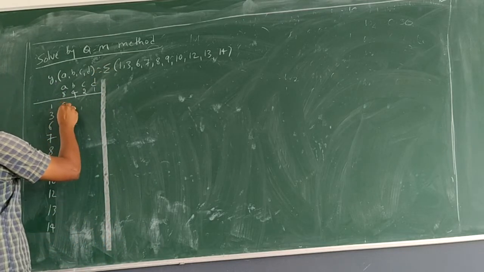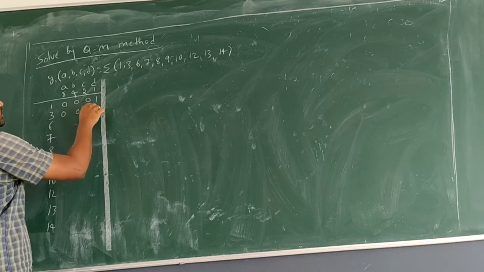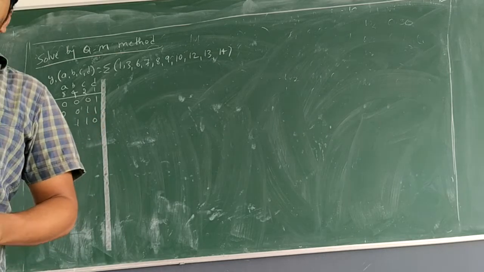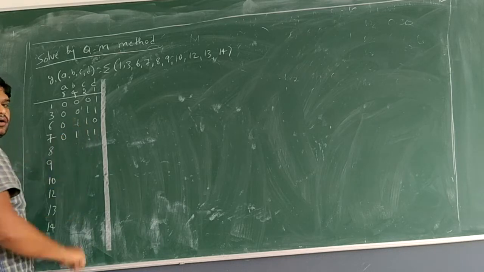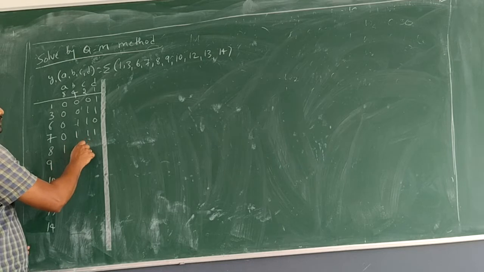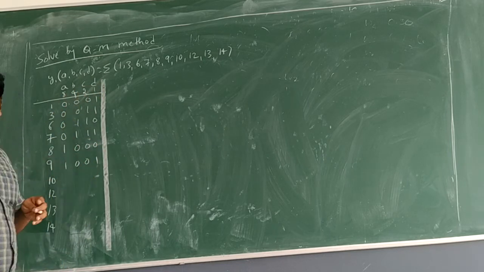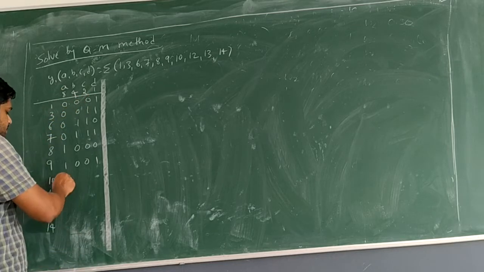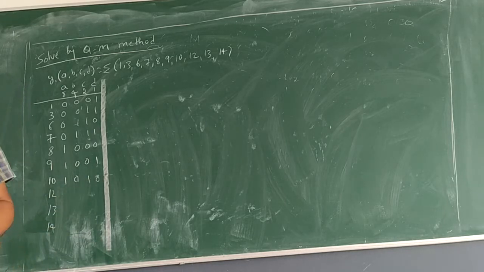Now let's write the values. 1 can be written as 0001, 3 can be written as 0011, 6 is 0110, 7 is 0111. 8 is 1 with 3 zeros. 9 is 8 plus 1, hence A and D are 1, B and C are 0. 10 is 8 plus 2, hence A and C are 1, B and D are 0.